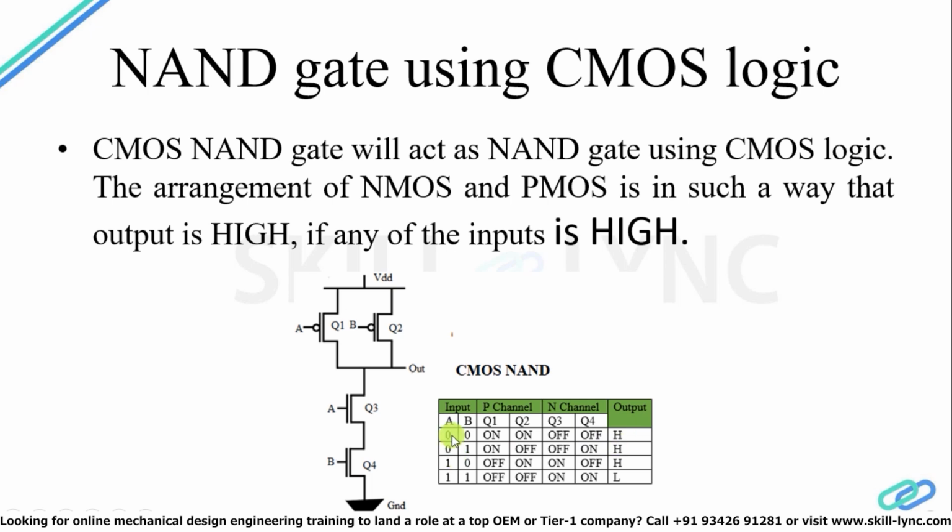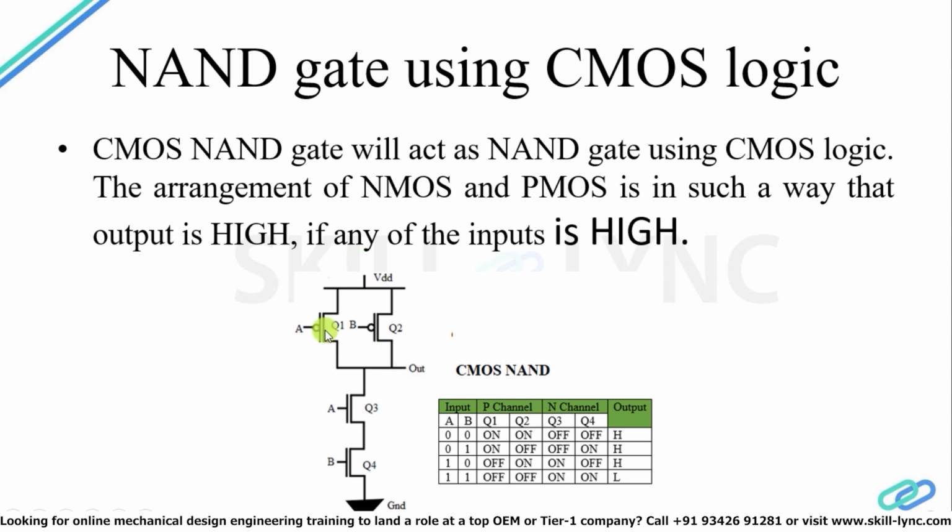Now case number 2, when A equal to 0 and B equal to 1. A equal to 0 means Q1 is on and Q3 is off. B equal to 1 means Q2 is off and Q4 is on. Because they are in series, both are not on, so the path will not be completed. It will go through the upper part only. So VDD triggers it, so output is high.